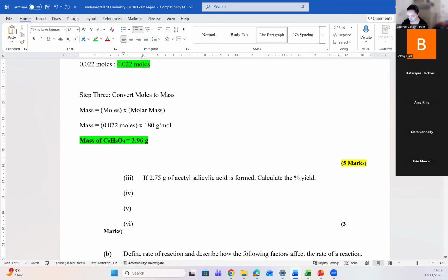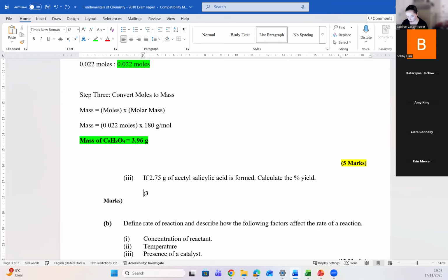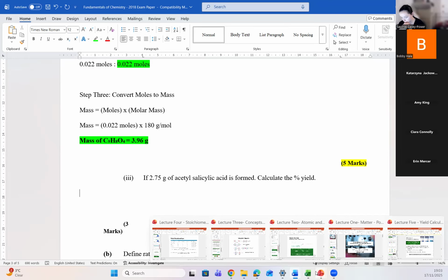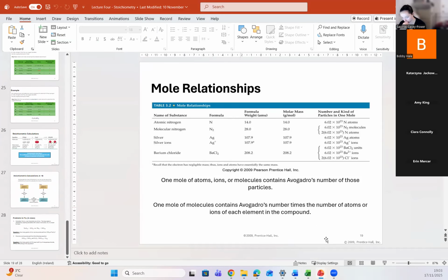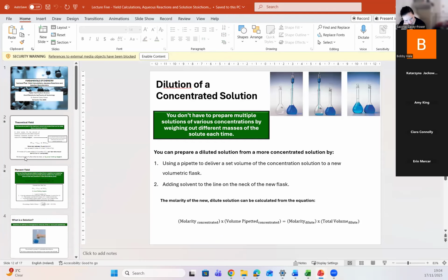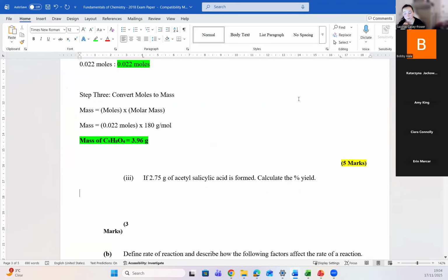Okay, so the last little part, your last 3-mark question at the end, is the percentage yield. This is on lecture 4. Let me double check that now. I think it's at the end. Oh no, sorry, it's actually in lecture 5, slide 3.